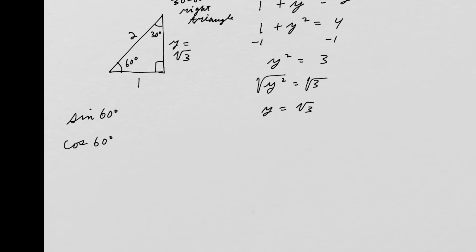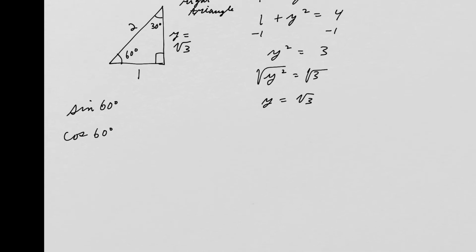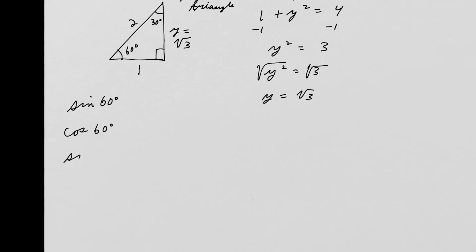and then the sine of 30 degrees and the cosine of 30 degrees. So sine of 60. Here's my angle, 60. Sine is opposite, which is radical 3, over hypotenuse, so this is equal to radical 3 over 2. Cosine of 60 is adjacent, which is the 1, over hypotenuse. So cosine of 60 is 1/2.